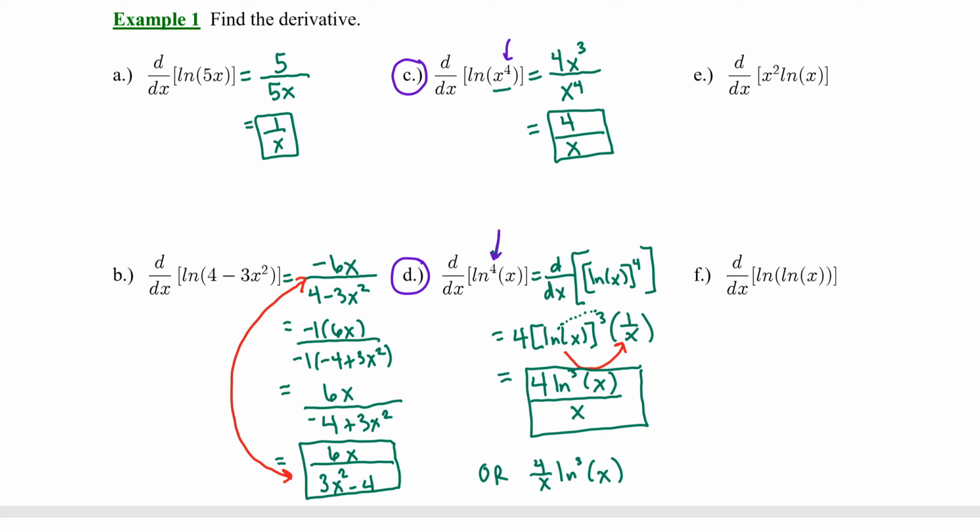Example E, the derivative with respect to x of x squared natural log of x. Notice we have the product of two functions of x, so this requires the product rule. So we have reviewed the power rule, we have reviewed the chain rule, and now we have the opportunity to review the product rule. So we've got two functions of x. I'm going to move my derivative here on the next line. The pattern of the product rule, if you'll remember it this way, it'll help you with the quotient rule as well.